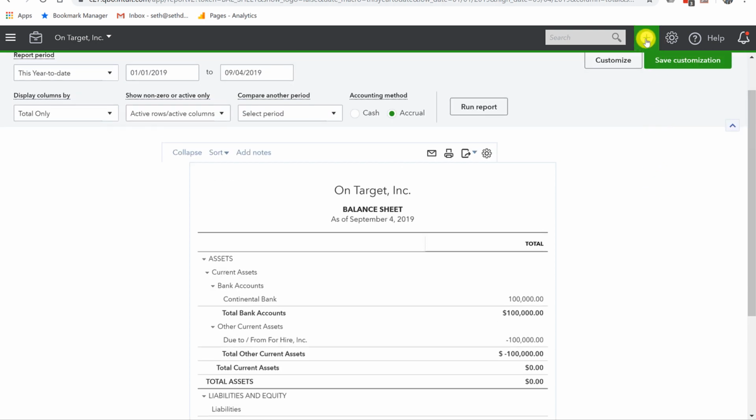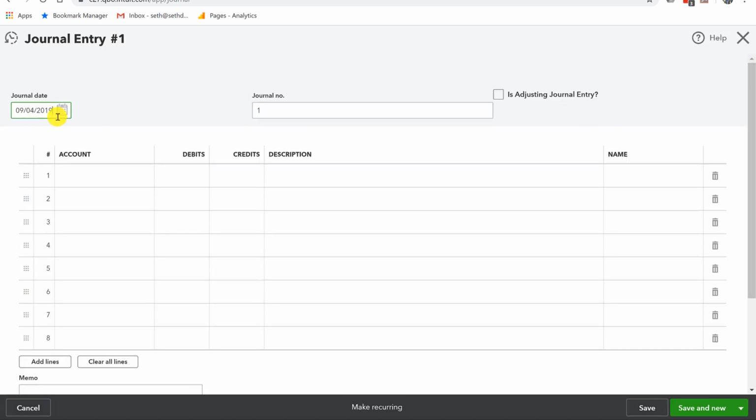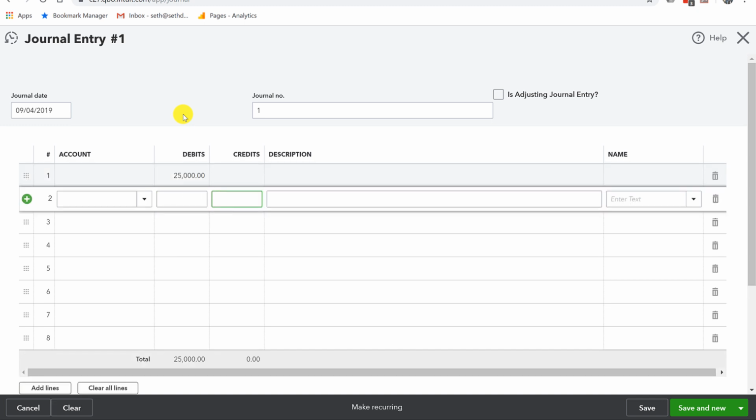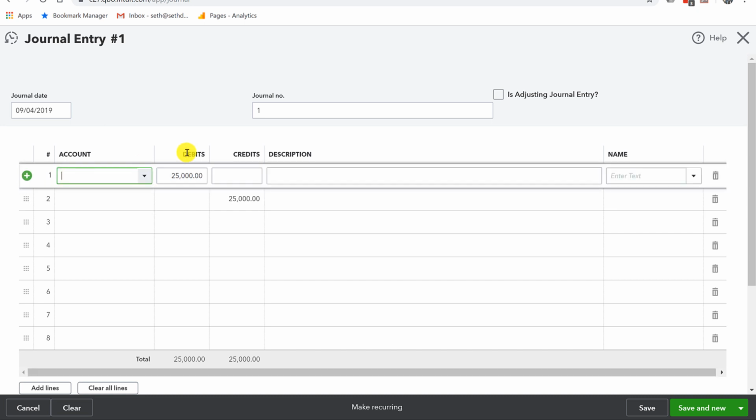Now here what we're going to do is a journal entry, because a journal entry for this situation just makes sense, right? So we're going to have 50,000 in the due to from. Let's deal with the easier parts first. There's two line items for $25,000. Actually, no. Sorry, there's just one line item for $25,000, right? Because we're not dealing with the whole 50,000 here. We're just dealing with the portion that was loaned by For Hire Inc. here to On Target Inc., right?